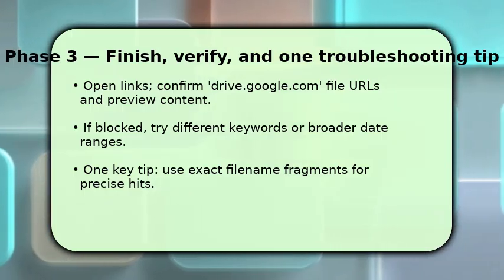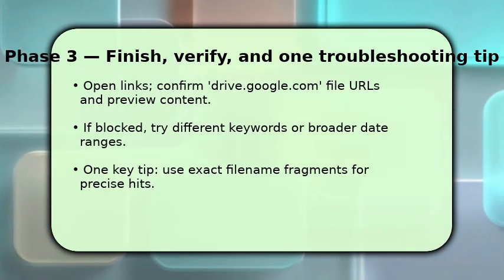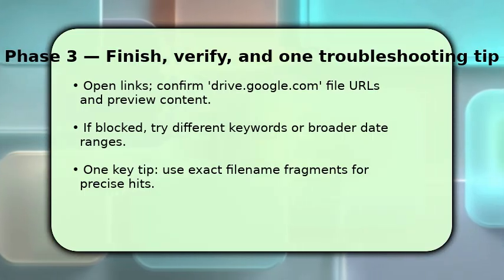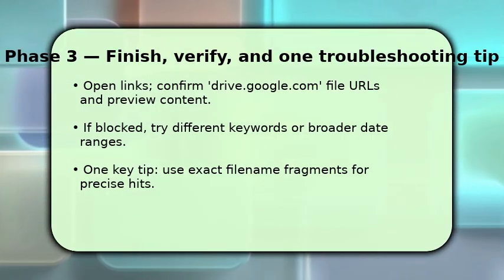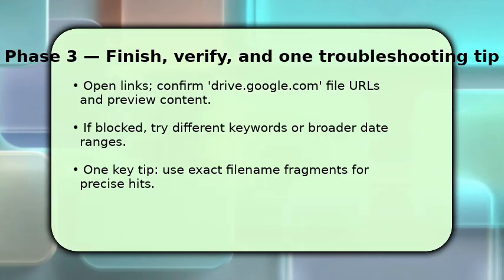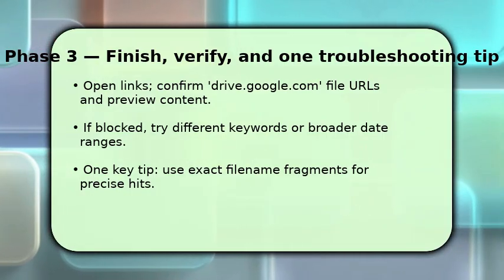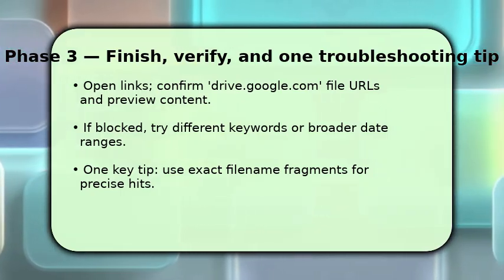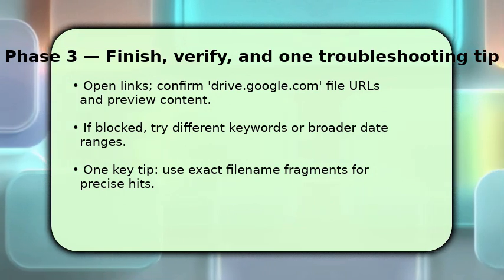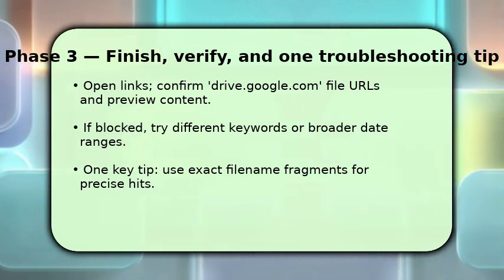If you hit access errors or many irrelevant listings, broaden or alter keywords, try removing restrictive operators, or expand the date range. Sometimes exact file name fragments return precise hits where generic phrases fail. If nothing appears, double-check spelling and try synonyms. Small wording changes often reveal different indexed pages.